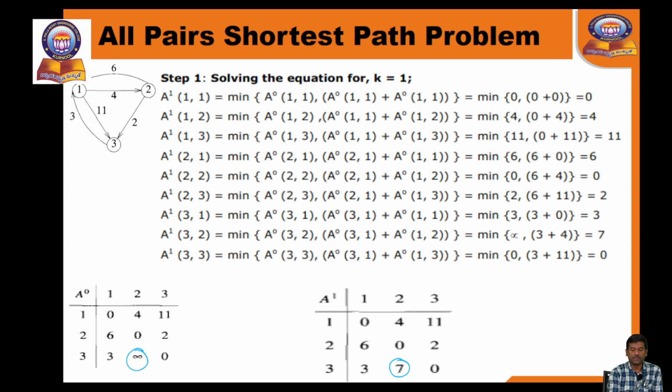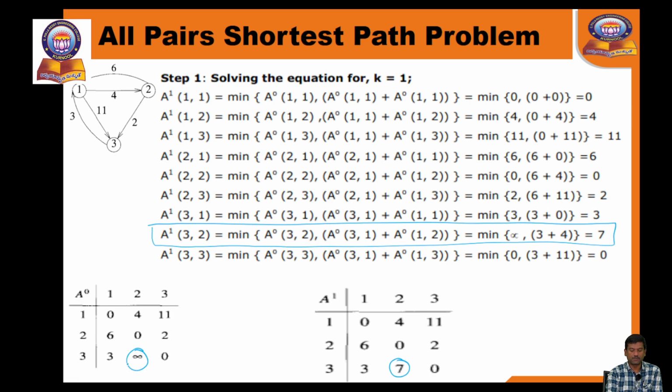Consider A of 3, 2, that is the A of 3, 2 computation statement. According to the formula, that is A of i, j, where i value is equal to 3, j value is equal to 2. So A of 3, 2 comma A of i, k, where k value is equal to 1 and i value is equal to 3, plus A of k, j, where k value is equal to 1 and j is equal to 2. So what is A of 3, 2? What should be considered? A0 of 3, 2.